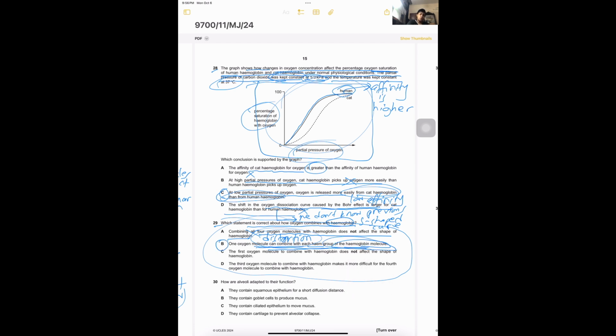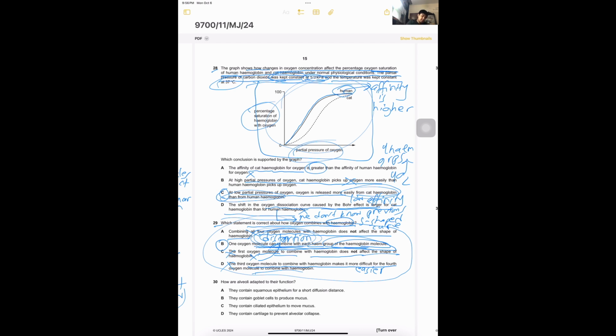So 4 O2 molecules can combine with 4 haem groups, right? So that should be correct. The first oxygen molecule to combine with hemoglobin does not distort it? No. From the very first, distortion occurs, and eventually attaching the 4th molecule is the easiest because the shape has been distorted quite a lot, with effects on tertiary and quaternary structures. That is wrong. The third oxygen molecule combining with hemoglobin makes it more difficult for the fourth? No, it makes it easier rather. As I have been telling for the first option as well, distortion occurs from the very first molecule itself, so that is wrong. So the answer is B.